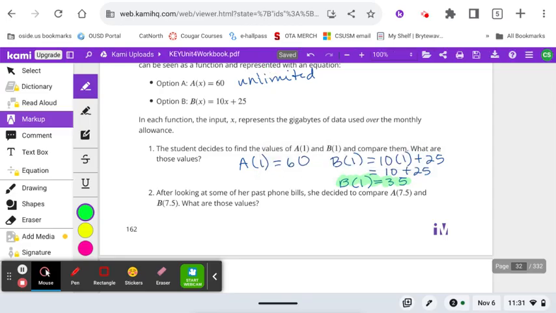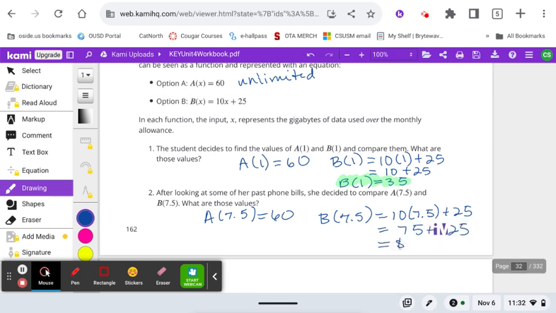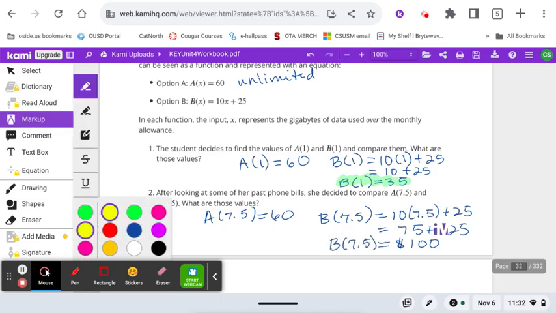So after looking at some of the past bills, she decides to compare, what about 7.5 gigabytes of data? Well, again, no matter what I plug in here, the cost is always 60, but in the plan B, it is going to matter when I plug in 10 times 7.5 and then add that to 25. Well, that's going to be 75 plus 25 or $100. Yikes, that's a lot of money. If this is the case, if I'm going to use that much data, I definitely should have been on the unlimited plan.